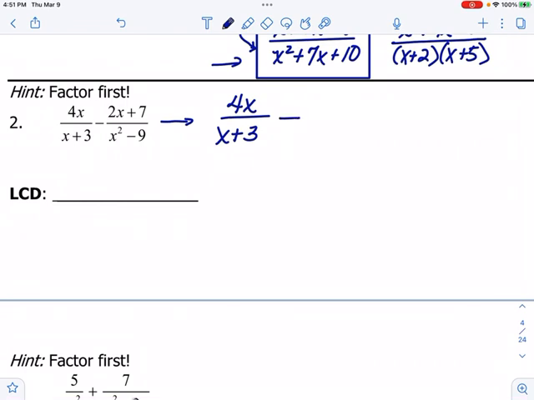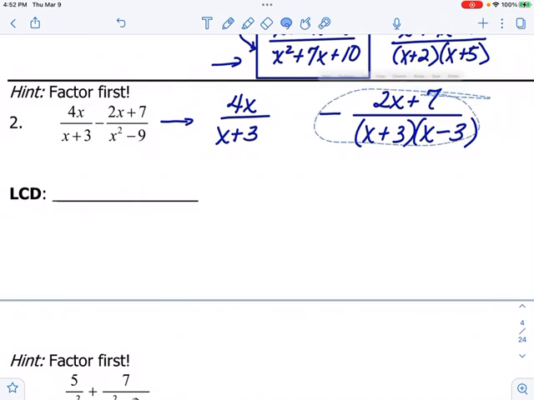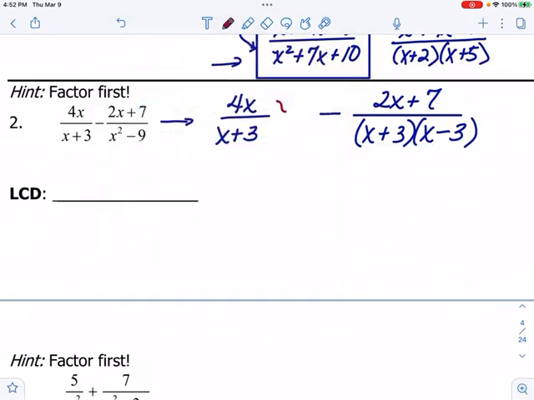And then I have this 2x plus 7 over x squared minus 9, and I can factor the difference of two squares, if you remember from the past chapter, that would factor as two binomials, x plus 3, x minus 3. Okay, the difference of two squares. It's nice to be on the iPad because I can kind of squeegee something in there, like so. So I'm going to multiply that first fraction by the missing factor.